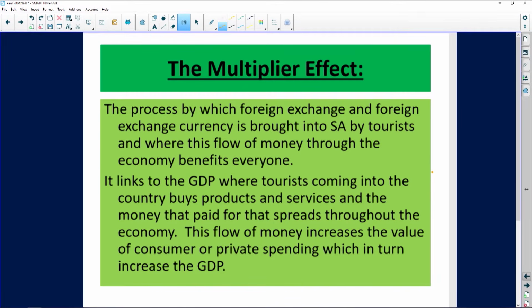So the multiplier effect is a process by which foreign exchange, now if we say foreign exchange, we're referring to the forex, and you will hear that word a lot during today's lesson. So it is when a foreign currency is brought into South Africa by tourists, and then there's a flow of this currency through the economy. All right, so I'm going to make use of a quick example to make this textbook definition just more practical.